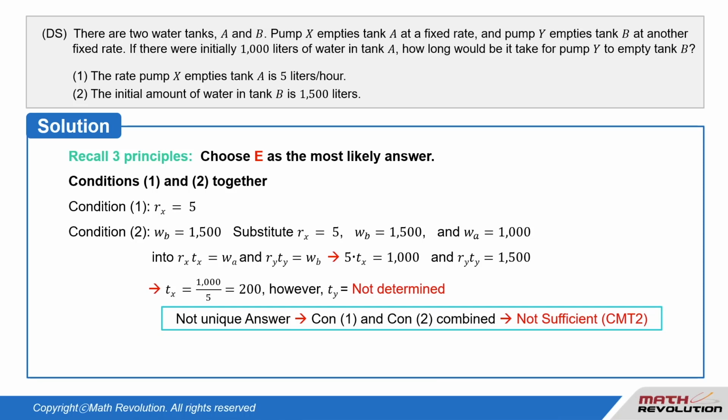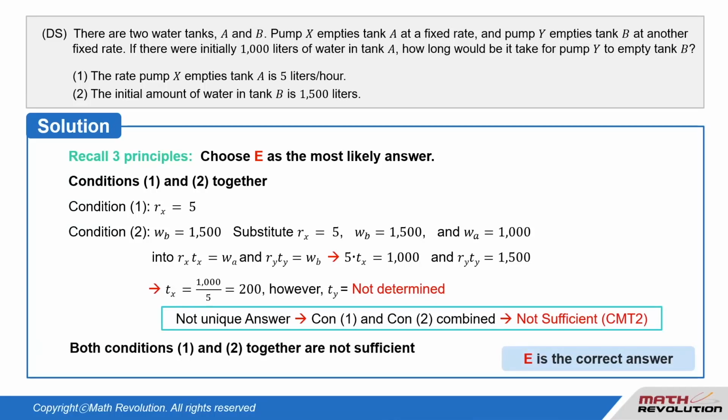You should remember to solve all DS questions using the variable approach. Both conditions 1 and 2 together are not sufficient. This type of question can be applied to velocity questions as well. So, E is the correct answer.